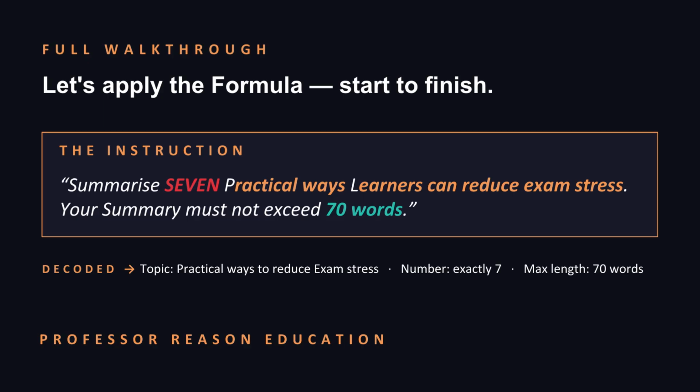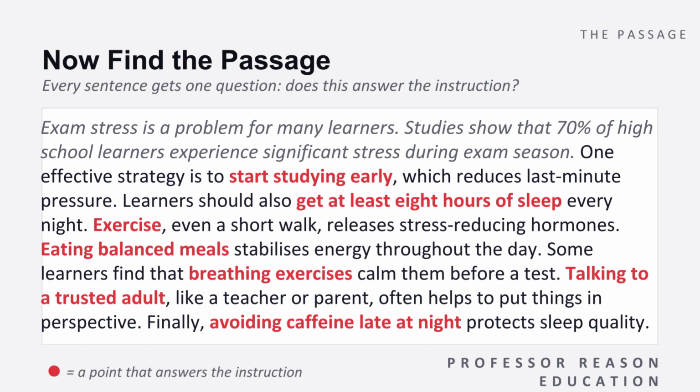Instruction: summarize 7 practical ways learners can reduce exam stress. Your summary must not exceed 70 words. Decoded: the topic is practical ways to reduce exam stress. The number is exactly 7. The maximum length is 70 words. Step number 1, done. Here's the passage, simplified.